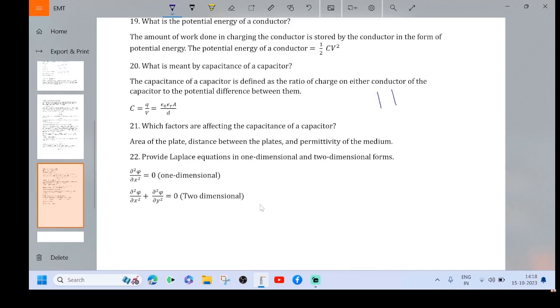Provide the Laplacian equations in one-dimensional and two-dimensional forms. You know the Laplacian equation, del squared phi equals 0. This is in the three-dimensional form: del squared phi by del x squared plus del squared phi by del y squared plus del squared phi by del z squared equals 0. If you want to present the same in one-dimensional, y and z terms are 0. If you want to present the same in two-dimensional, the z term is 0. So del squared phi by del x squared equals 0 is one-dimensional. Del squared phi by del x squared plus del squared phi by del y squared equals 0 is two-dimensional.